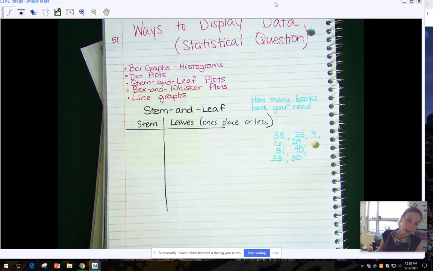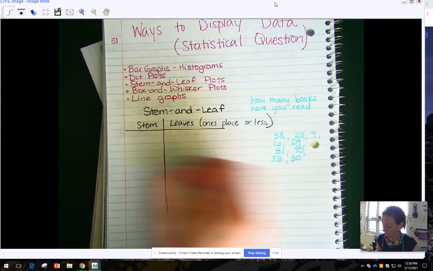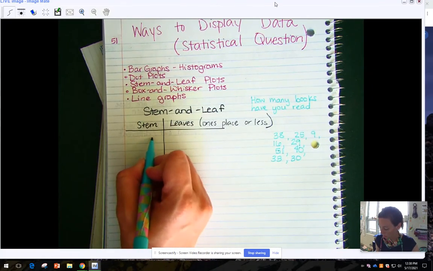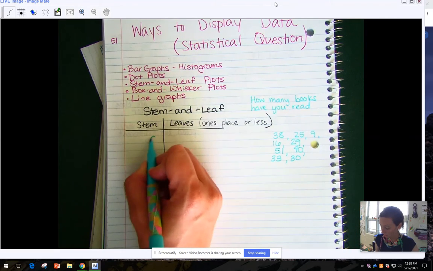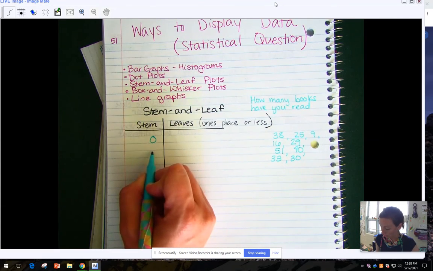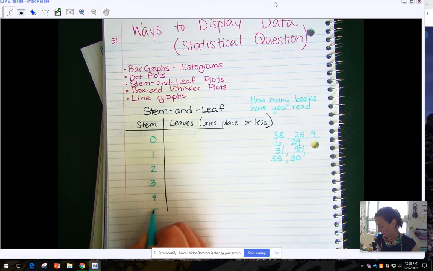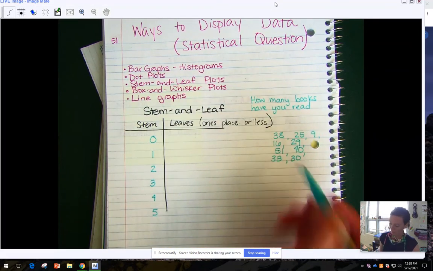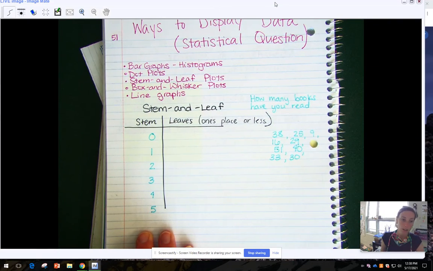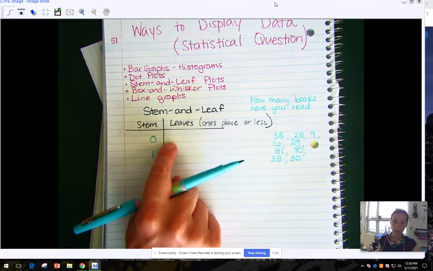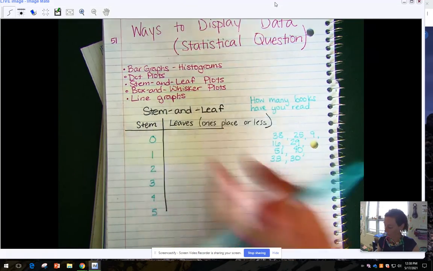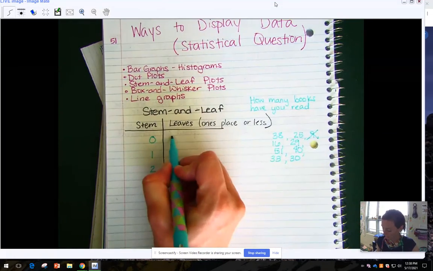So for a stem and leaf plot, I am organizing the data by place value. My stems are going to be, in this case, my tens place. So 9 would have 0 in the tens place. Then I'd have 1 in the tens place, 2, 3, 4, 5, and then I think that's my highest stem. Now, next to the stem, I put all the leaves that go in that area. So 9 would be a leaf right here.